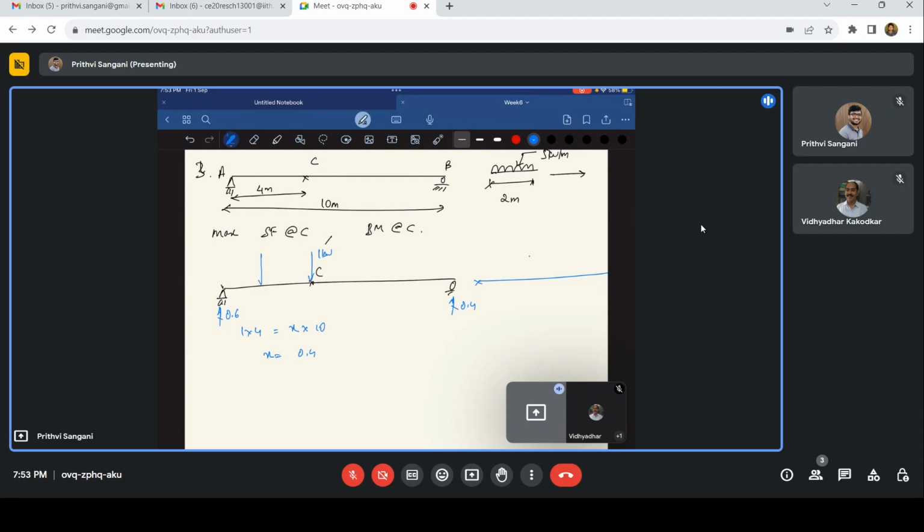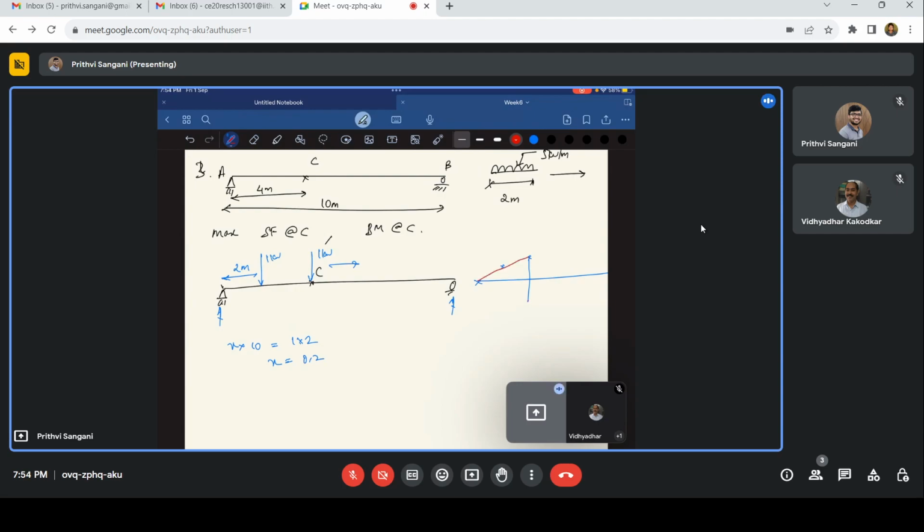Let us take 1 kilonewton just to understand. So this is at a distance of 2 meters. What happens? So 2 meters will have x times 10, that is nothing but 1 times 2. x is 0.2. So at 2 meters it is 0.2. At C it is 0.4, and when it is going from here to here, it should be again 1 meter. Complete is a unity.